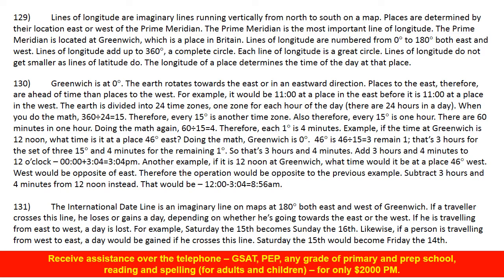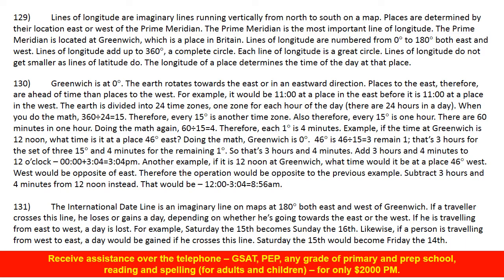The earth rotates towards the east, in an eastward direction. Places to the east, therefore, are ahead in time of places to the west. For example, it would be 11 o'clock at a place in the east before it is 11 o'clock at a place in the west. The earth is divided into 24 time zones, one zone for each hour of the day, as there are 24 hours in a day.